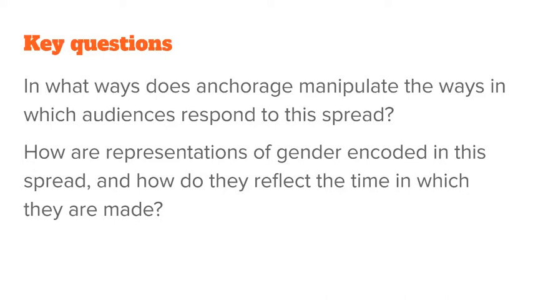So the second is, how are representations of gender encoded in this spread, and how do they reflect the time in which they are made? Now, even if the question doesn't ask you to talk about the time in which Woman magazine was made, you are still going to be expected to talk about that. Like, that is really, really important, that you are going to have to say that this magazine was released in 1964, where messages, where values, where ideologies, where hegemonic norms were completely different. The ways in which women were treated, the ways in which men were treated, the ways in which children were treated or gay people were treated were completely different back then. Okay? So you are going to have to point that out.